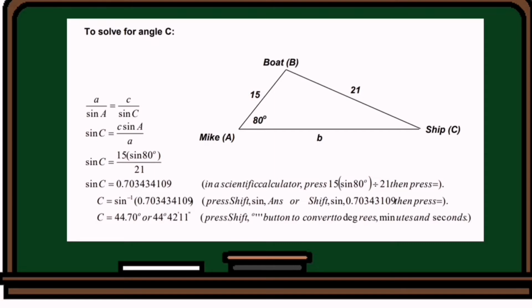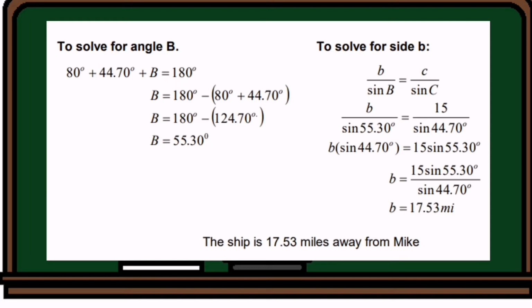Using the calculator, we can easily compute C. And C is equal to 44.70 degrees or 44 degrees 42 minutes and 11 seconds. To solve for angle B, we will use the formula A plus B plus C is equal to 180 degrees. Why? Because the sum of the interior angles of a triangle is always equal to 180 degrees.